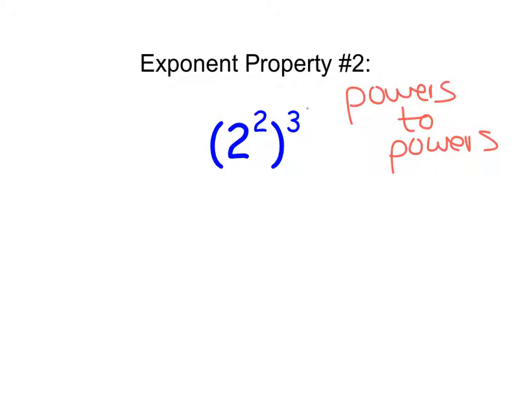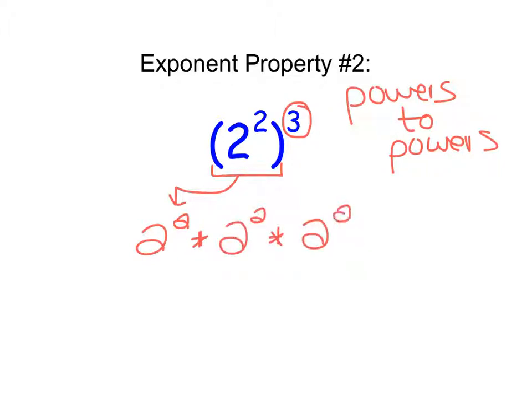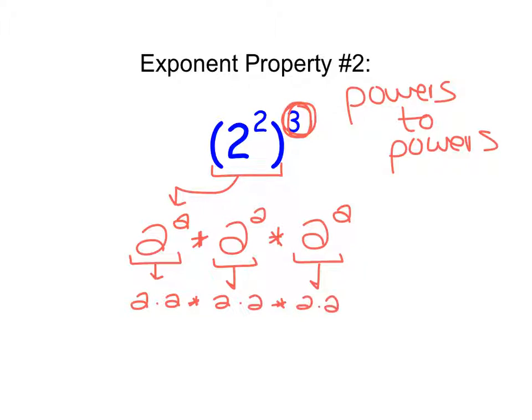So what you should know is that this power of 3 is telling us that we have 2 to the power of 2 multiplied times itself 3 times. That's what this to the power of 3, or cubed, actually means. And then if we break this down even further, what we see is this is really 2 times 2, times 2 times 2, times 2 times 2.